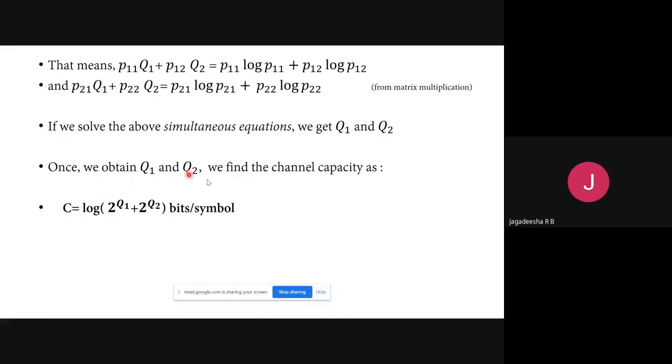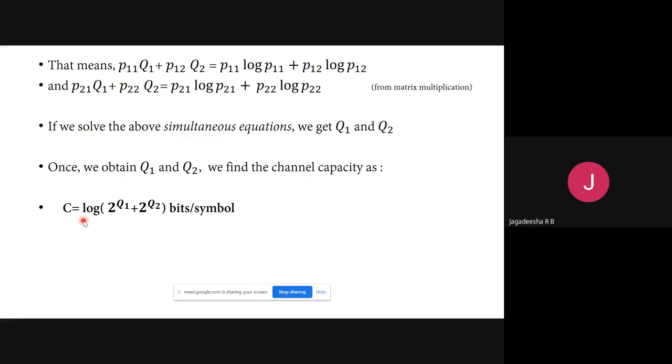So this is the idea of Muroga's, this is Muroga's method of finding the channel capacity. So channel capacity is equal to log of 2 power Q1, Q1 is the value we have determined right now, plus 2 power Q2, Q2 is the second value we have determined. So this is the final equation of Muroga's method to find the channel capacity.